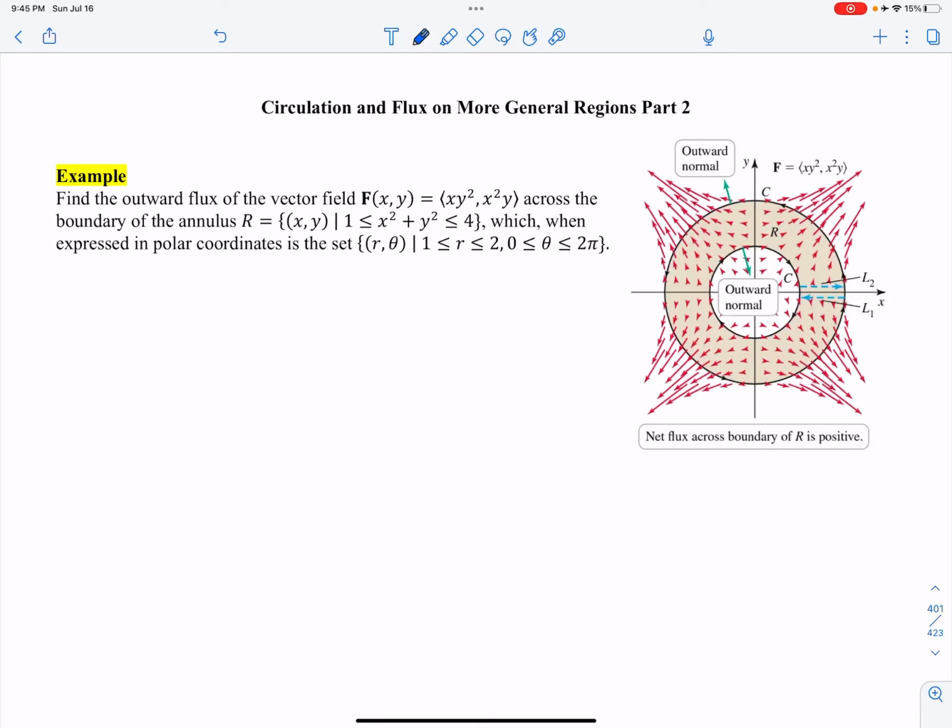In this video, we are going to continue our discussion of Green's theorem, but focus on flux for this problem. Find the outward flux of the vector field, and I'm going to go ahead and label these M, N, across the boundary of the annulus.